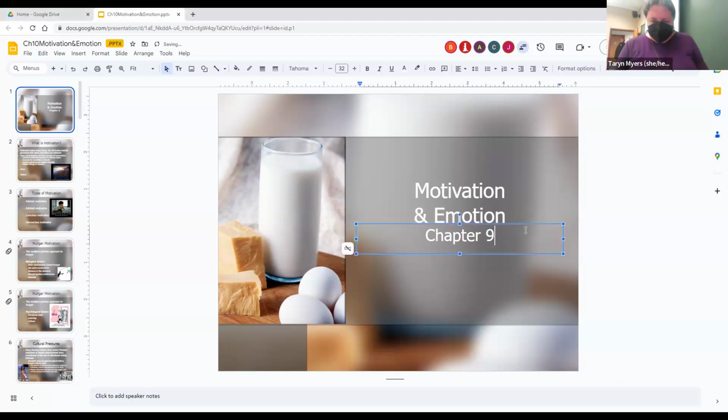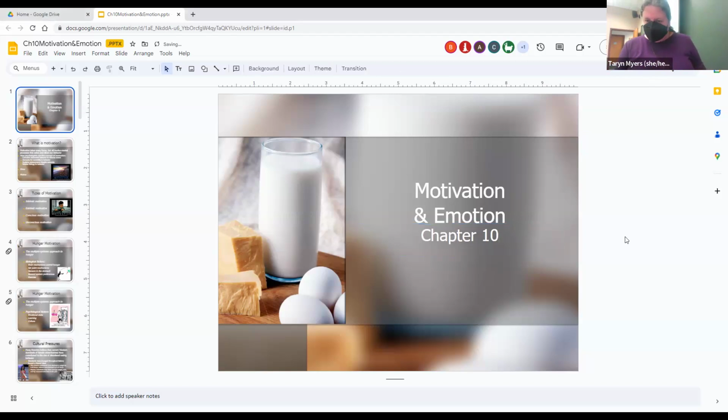So not sure why it says 9 here. Look at that magic. It's all better.